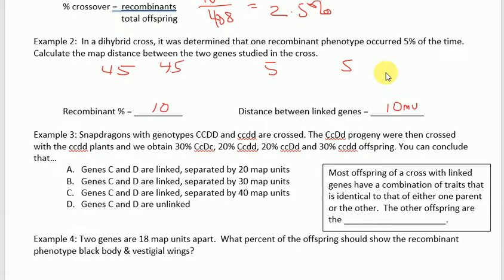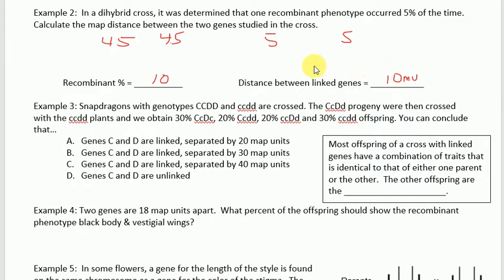Okay, so example 3. So this goes back to what we first talked about. We're going to have an expected ratio of 1 to 1 to 1 to 1. Remember that. So snapdragons with genotypes CCDD and little ccdd are crossed. The progeny were then crossed with the lowercase ccdd plants, and we obtained 30% of this, 20% of this, 20% of this, and 30% of this. You can conclude that.